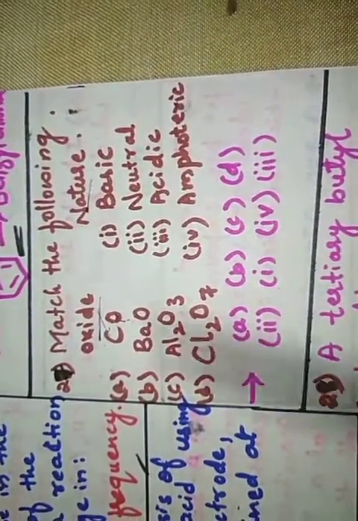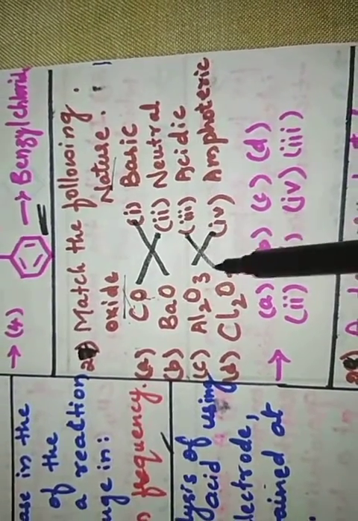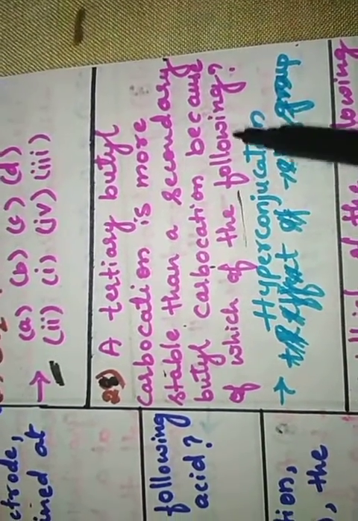Match the following. Here the oxides are given, nature is given. See, CO is neutral, BaO is basic, Al2O3 is amphoteric and Cl2O7 is acidic. This is the correct answer. Now moving to another question, a tertiary butyl carbocation is more stable than a secondary butyl carbocation because of which of the following? It is due to hyperconjugation.